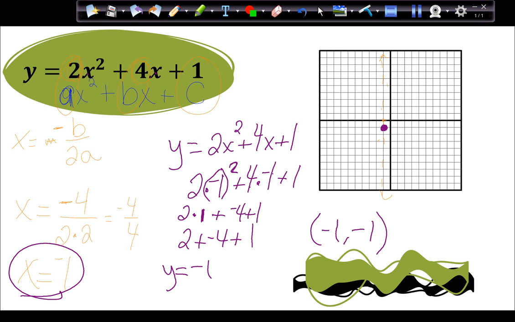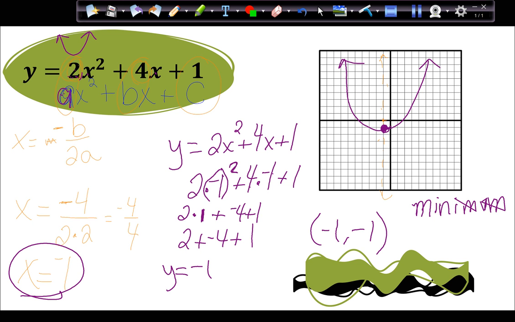That's my turning point. And then if you think back to what we did earlier last week, I'm going back to my a value. It's a positive 2, which means my parabola should be opening up. And for today's purposes, you're just going to show me that your parabola is opening up, and we'll just leave it at that. And then the last thing that I asked, which I kind of skipped, is that our vertex is our lowest point because our a value is positive. So you would tell me that your vertex is a minimum point.